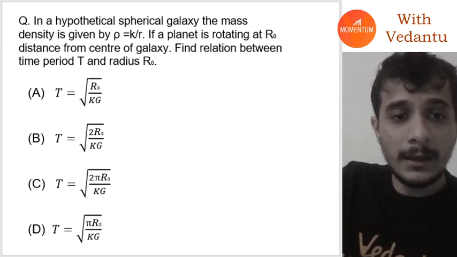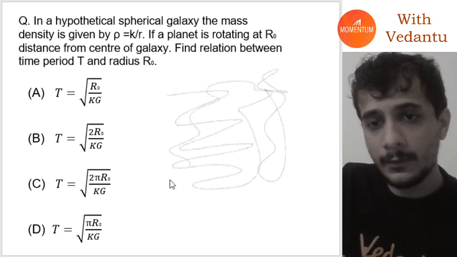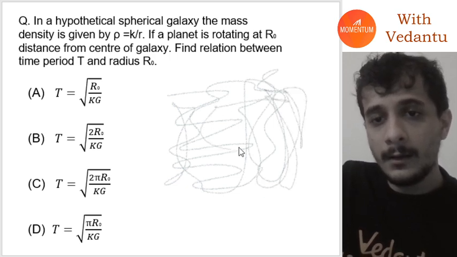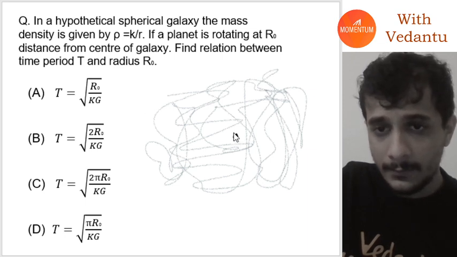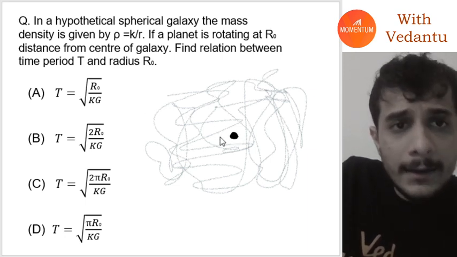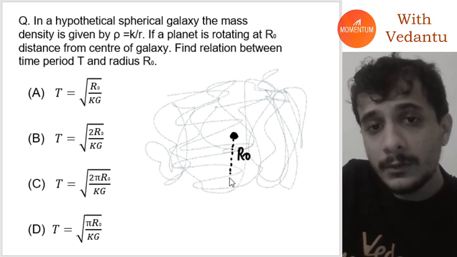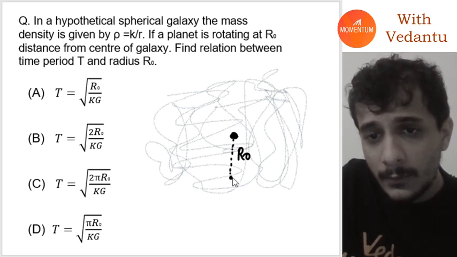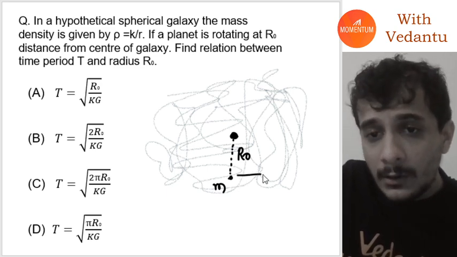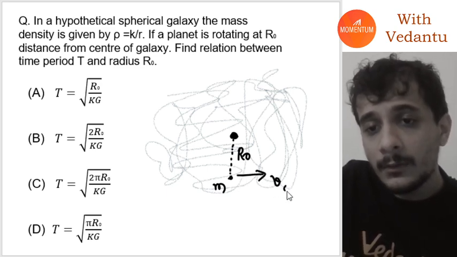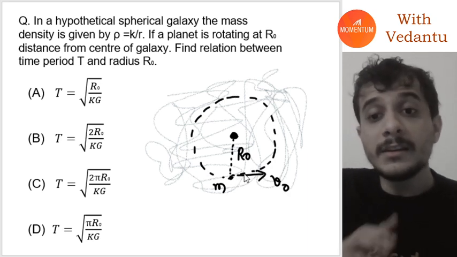So let's just try to make the galaxy first. How will you make the galaxy? Let's say this is the galaxy, and let's say that this is the center of the galaxy. You are at a distance r naught from the center of the galaxy. You have a satellite of mass m, and it is going on a circular path with a certain orbital velocity v0. It will go like this.